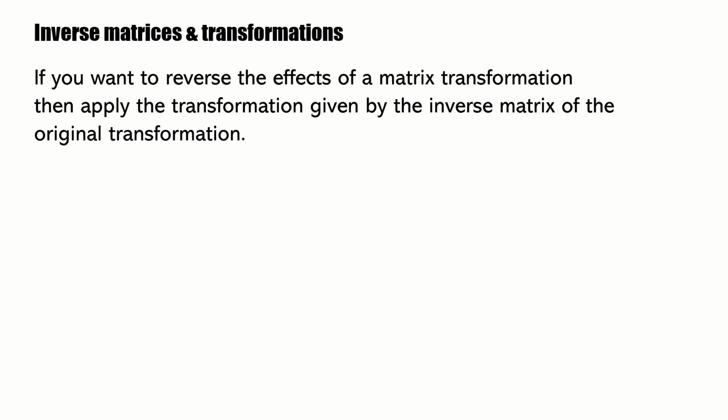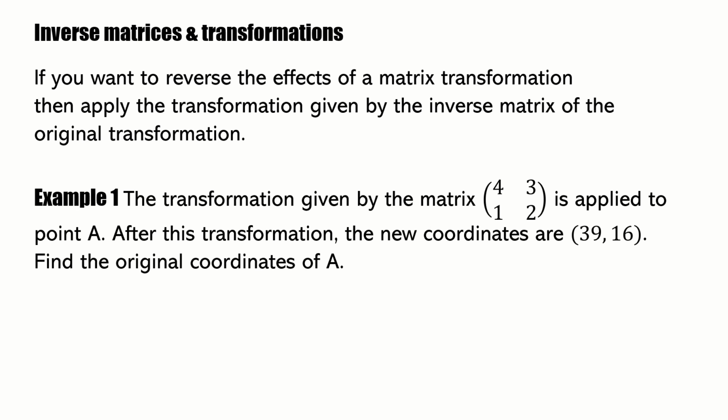of the original transformation. And so a quick example of that is we've got this matrix transformation represented by the matrix 4, 3, 1, 2. It's applied to a point A, and then it results in the new coordinates 39, 16, and we want to work backwards to find the original coordinates of A. So all you've got to do is realize that what we're saying is that the matrix 4, 3, 1, 2 was applied to this mystery point A. Let's say it has the coordinates x, y for the moment, and we therefore need to find the coordinates x, y that resulted in the coordinates 39, 16 after that transformation.